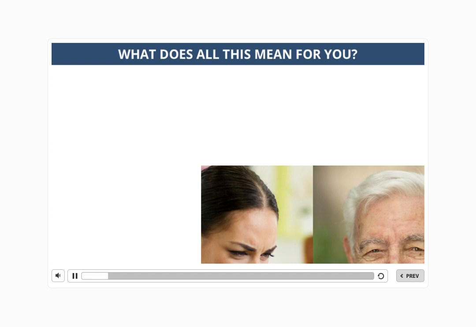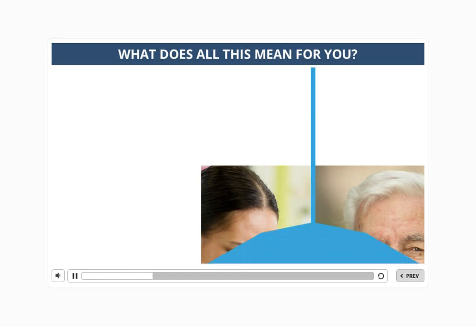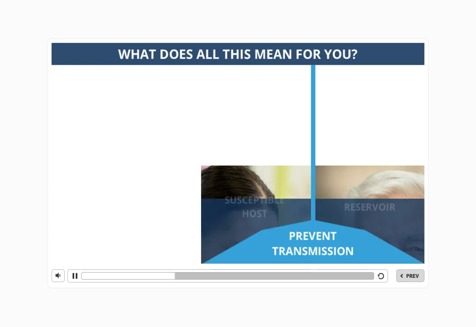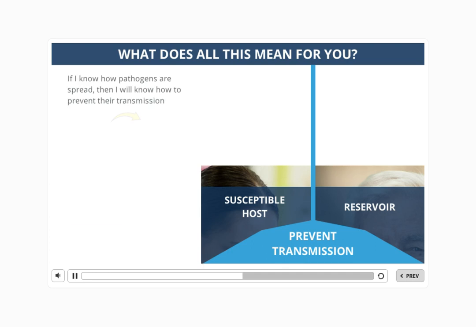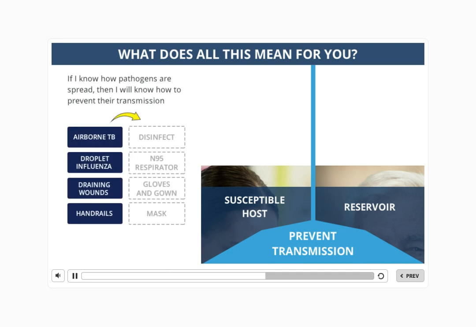Remember, if you know how the pathogens are spread, then you will be able to prevent their transmission. This is called breaking the chain of transmission. You likely know a great deal already. Check your knowledge by matching the left and right columns above. Click on a blue box, then drag it to the correct box. Unclick to drop it in.